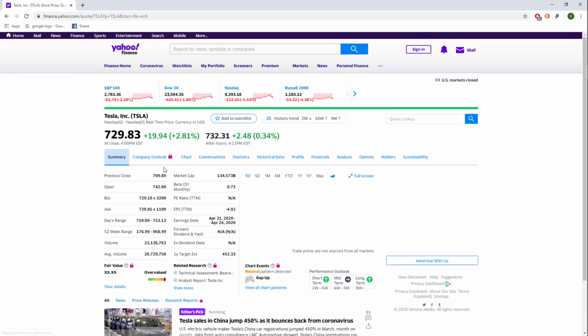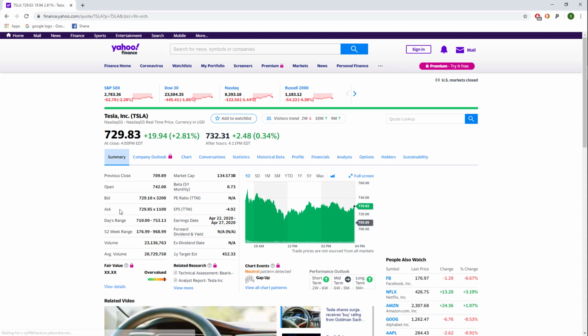So Tesla has a stock price of $729.83. We can't translate that number into anything very meaningful because that number can be changed by the number of shares outstanding. So let's just look at some of the information here. It's got a market cap of right at $135 billion. So this is a very large firm.